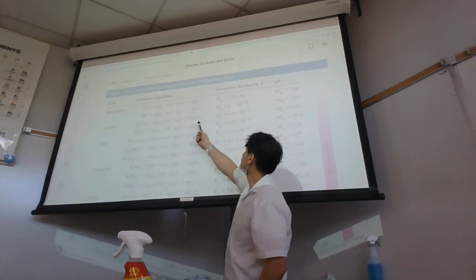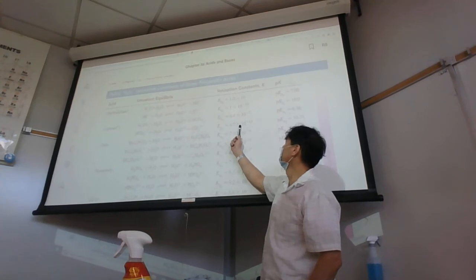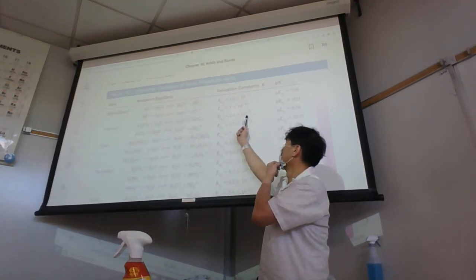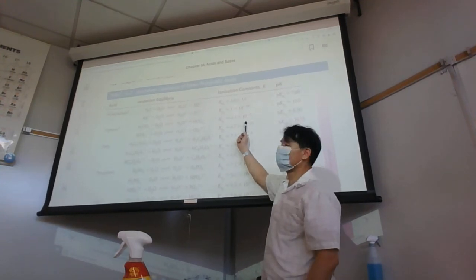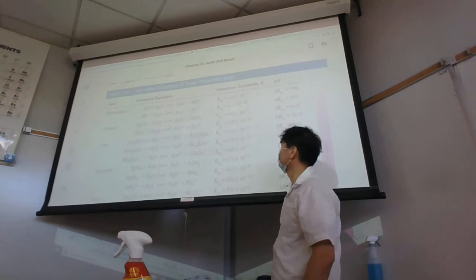Let's look at carbonic acid. Ka1, yeah, but Ka2 is how many orders of magnitude smaller? That would be 4 orders of magnitude smaller. So most likely Ka1 is going to be the most significant.